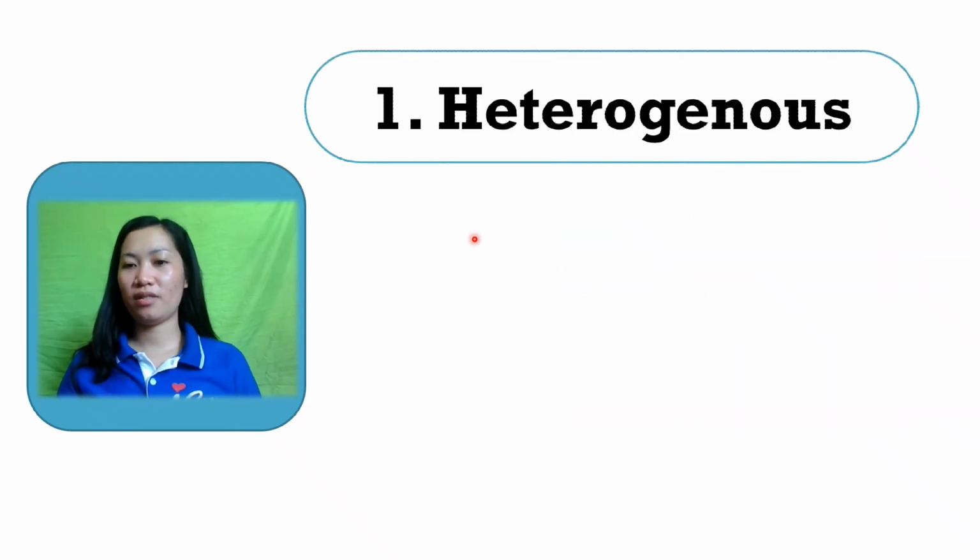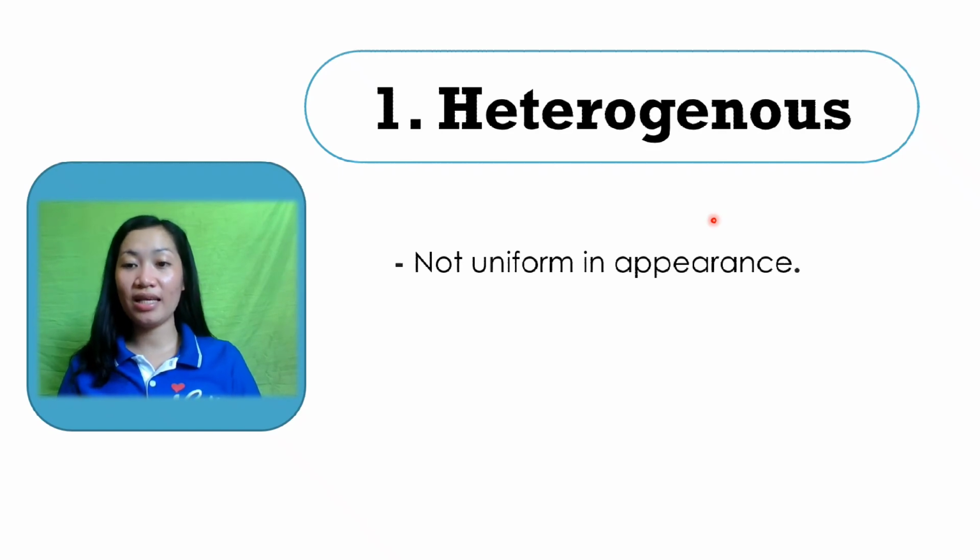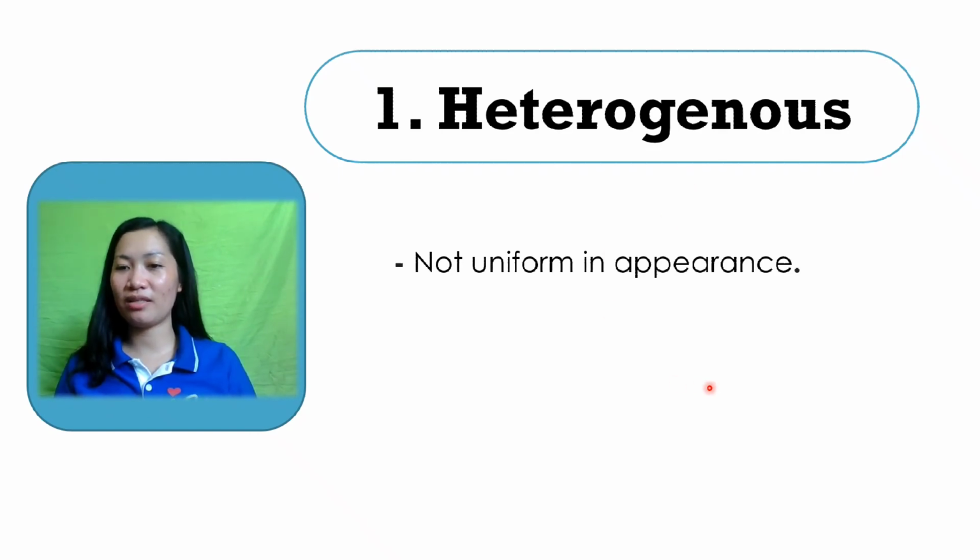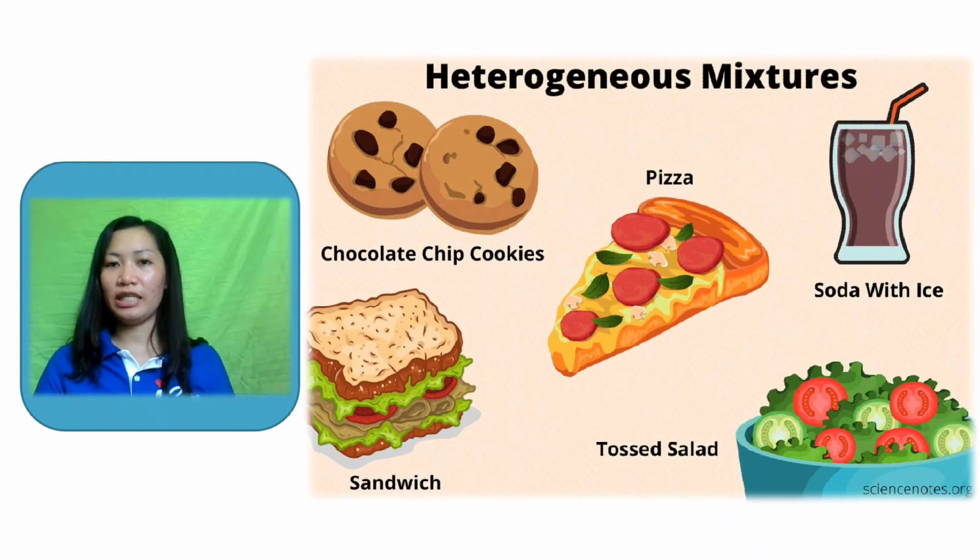Okay, let's say heterogeneous. Heterogeneous. One more time. Heterogeneous. When we say heterogeneous, meaning they are not uniform in appearance. Again, this mixture is not uniform. So these are the examples of a heterogeneous mixture.